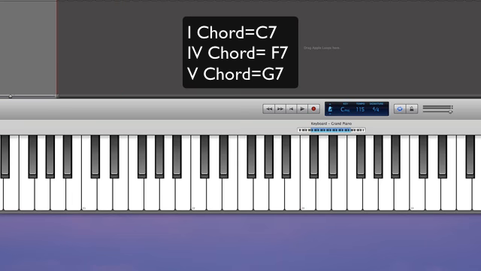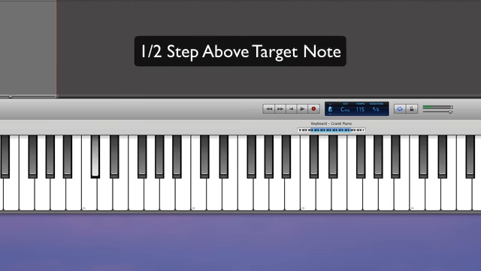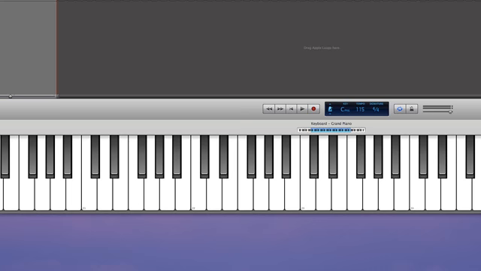Now let's take a look at approaching from a half step above. And in this case, it's always going to be chromatic. In other words, we're not playing a scale tone. We're playing a half step above, so we're leaving the scale.